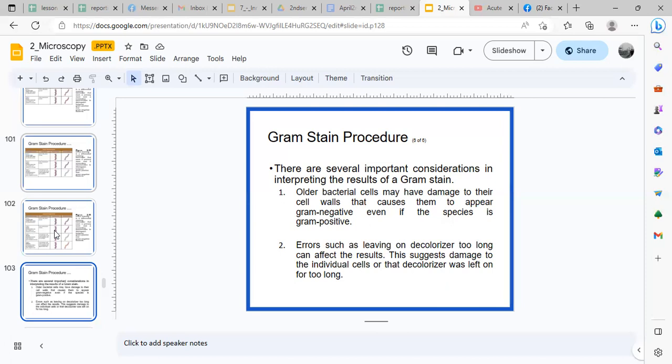And then sometimes you might add too much decolorizer, or you might not wash away the decolorizer. If you leave the decolorizer too long, you can remove the crystal violet dye even in gram-positive bacteria. So you must be careful.